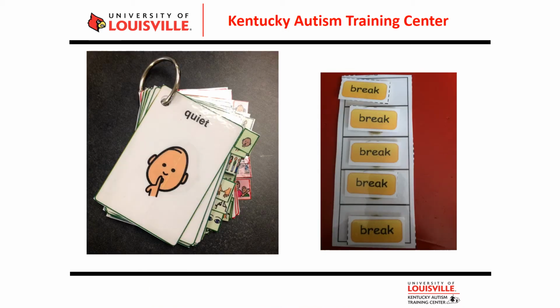These are other great examples of visual supports. So the one on the left side of your screen that says quiet is just a flip ring of visual directions. I like these for words that I have to say a lot. These come from a website called Victories in Autism, and I'm going to provide the link to that in the resource list of this module.